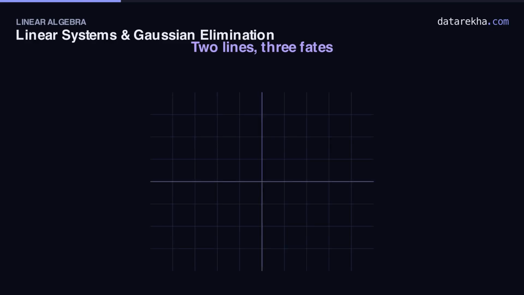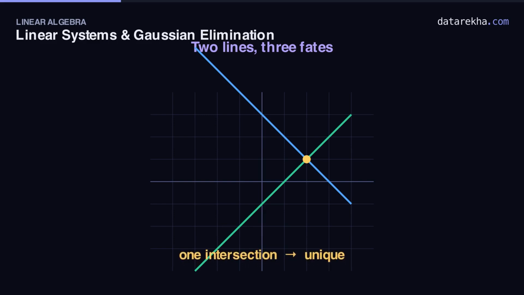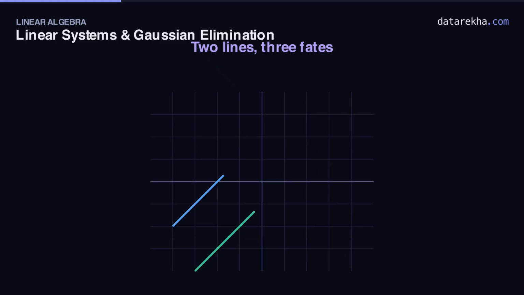Before any algebra, let's see what a system means. Each equation in two variables draws a straight line. So two equations are two lines, and a solution is exactly where they cross. When the two lines meet at a single point, that point is the only pair satisfying both. Exactly one solution, a unique answer. But the lines might never meet. If they're parallel, same slope, shifted apart, no point lies on both. The system is inconsistent, no solution.